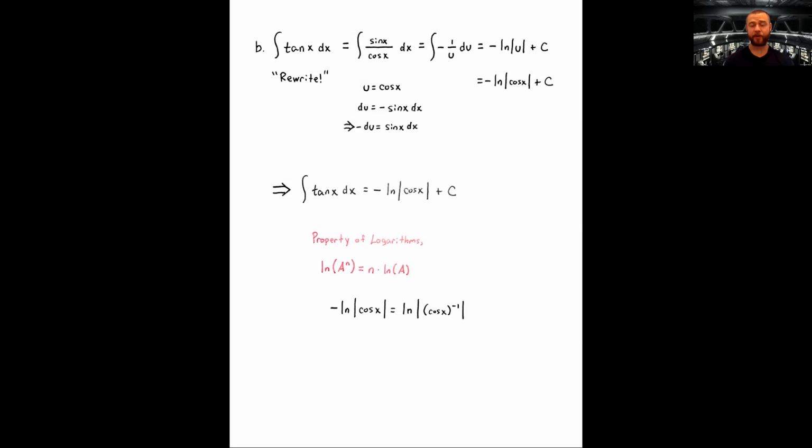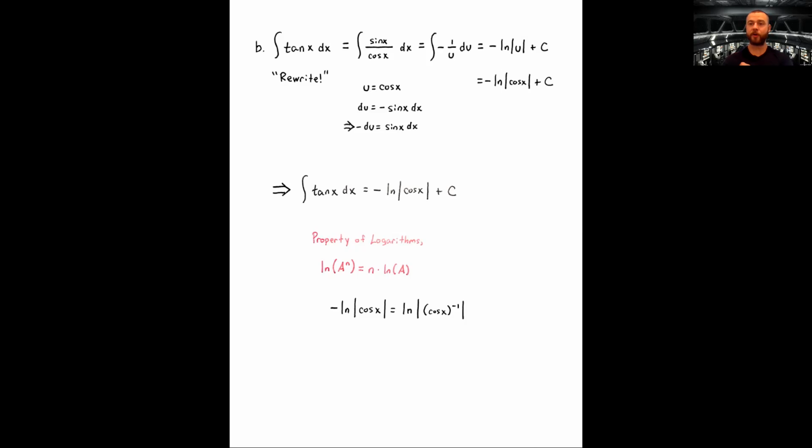How we can apply that property is we're going to take the factor out front, -1, we bring that up inside to get a power of -1. So our antiderivative, we could express it as natural log of cosine of x to the negative first power. Be careful, this is not notation for inverse cosine, but cosine of x raised to the -1.